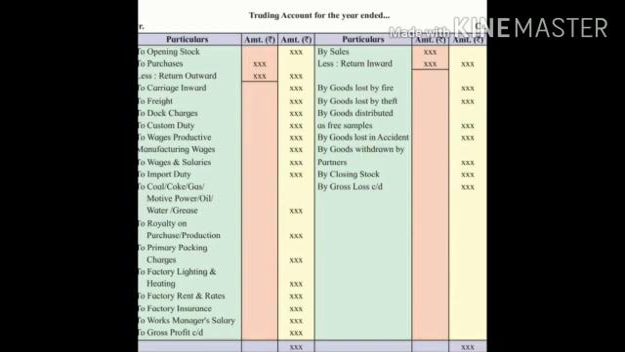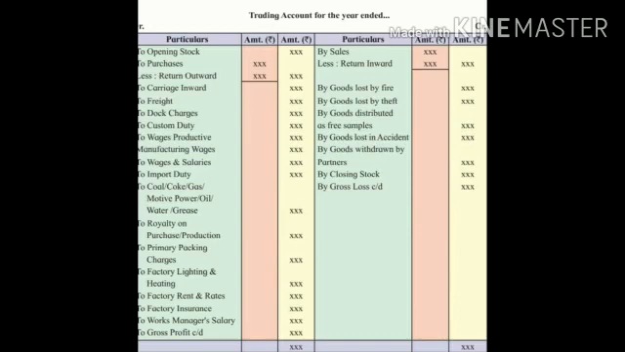Custom duty, wages, productive wages. That means when we are doing production activity, the wages paid to the workers involved in production activity are called productive wages. Manufacturing wages, wages and salary, import duty, coal, gas and fuel, royalty, primary packing charges, factory lighting, factory rent and insurance, works manager salary. A manager who is actively participating in production activity, we have to pay salary for him. So that salary is also recorded on the debit side of the trading account.